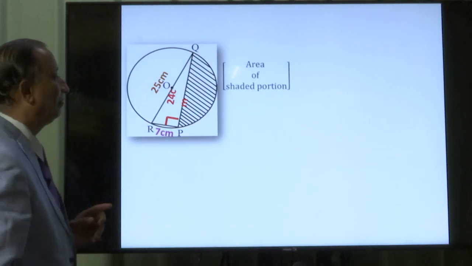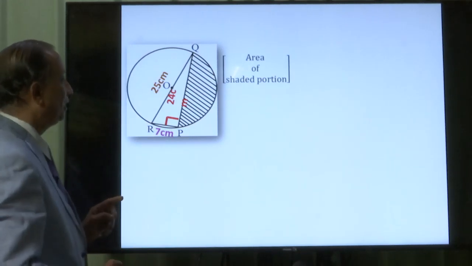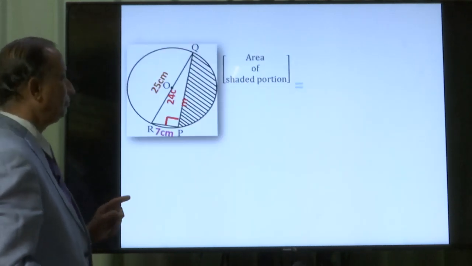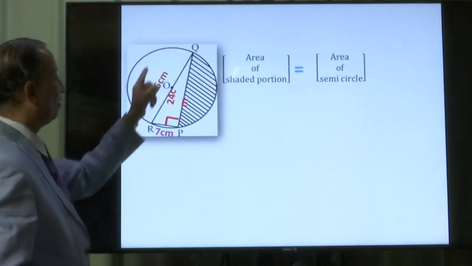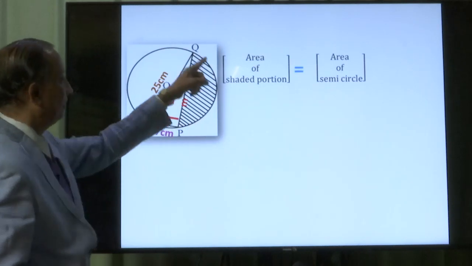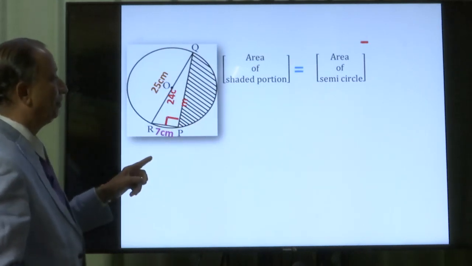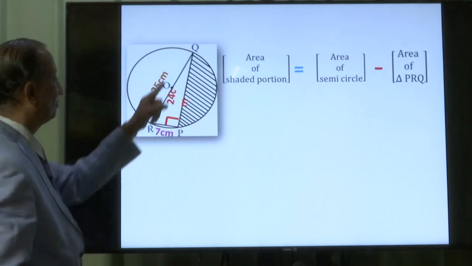Okay, what is the data given? Area of the shaded portion is equal to, okay, the area of the semicircle, from which we have to subtract. What is it that we have to subtract?